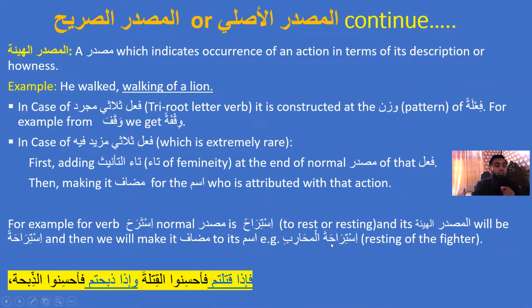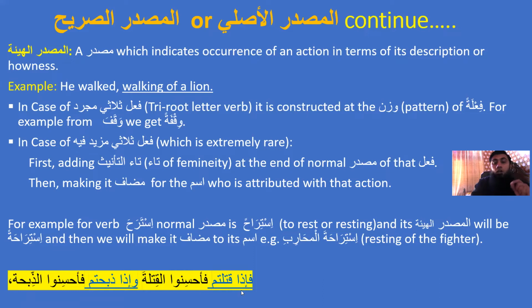What did we do? First of all, we changed the normal masdar with the ta marbuta. Secondly, we made it mudaf, and we put in the mudaf ilay the person whose action this is. Once again, I mention this because you may find in some books it was clearly written that al-masdar al-hiya only comes for the sulasi mujarrad family, number 1, and number 2, it comes on the pattern of fi'latan.